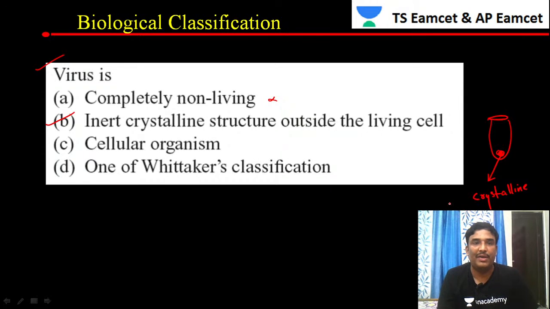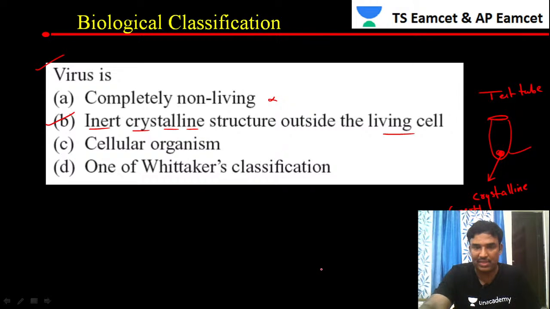No doubt it is inert, or inactive, outside the host. So virus is an inert crystalline structure outside the living cell. So option B will be the answer in this case. Inert crystalline structure means it is outside the living, inside the test tube actually. In the test tube, the virus can be in a crystallized form. So that is the reason option B will be the answer, students.